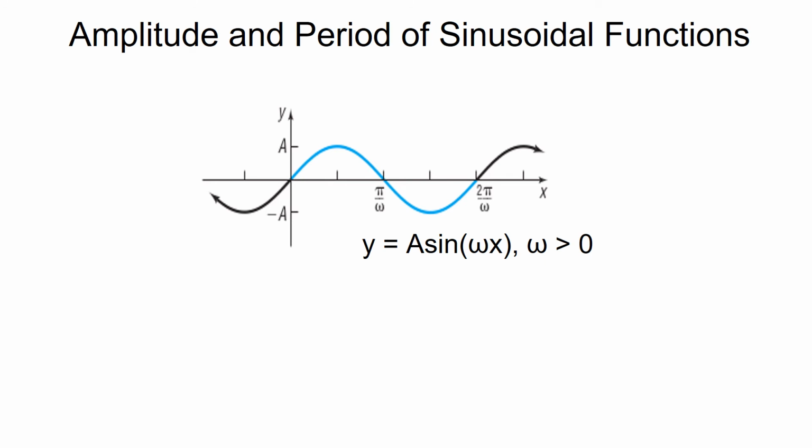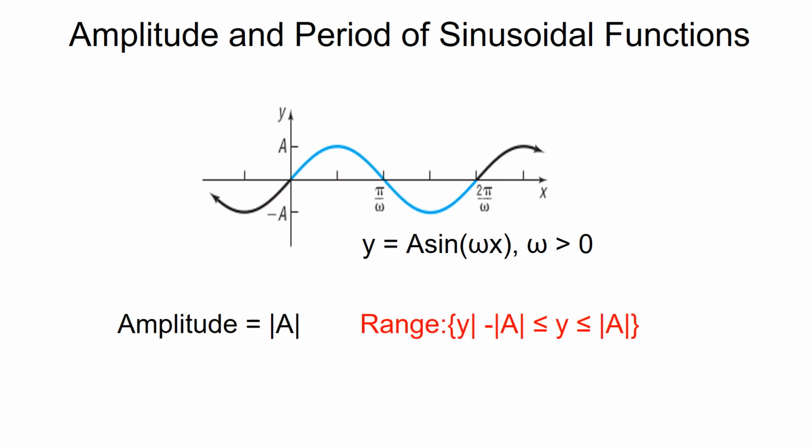Now let's look at the general function y is equal to a sine omega x, where omega, the angular frequency, is positive. We say that the amplitude of the sine function is the absolute value of a, so that the range of the function is between minus the absolute value of a and the absolute value of a, written that way because a could be negative.